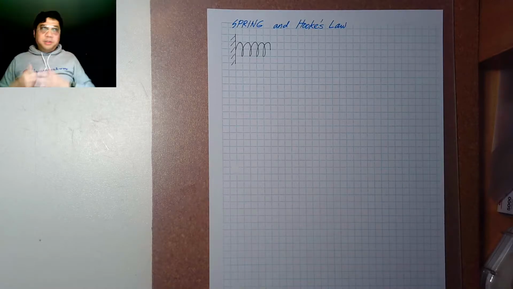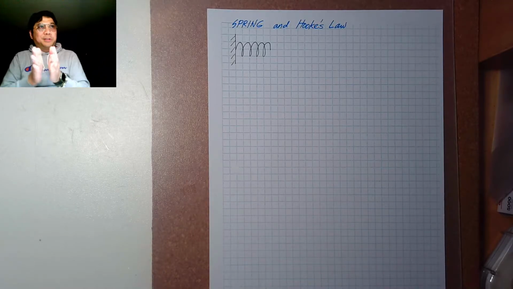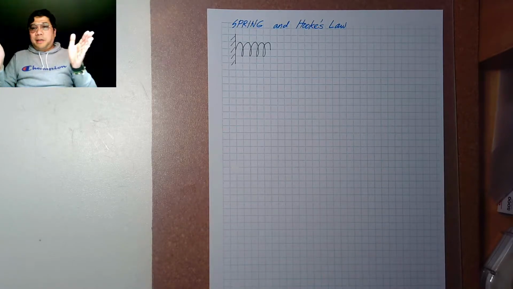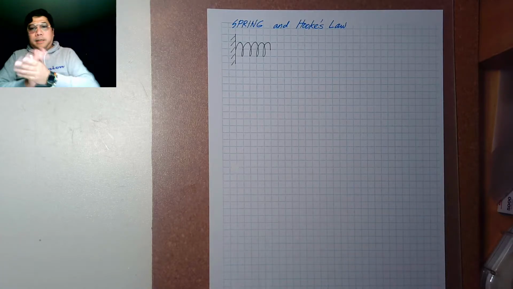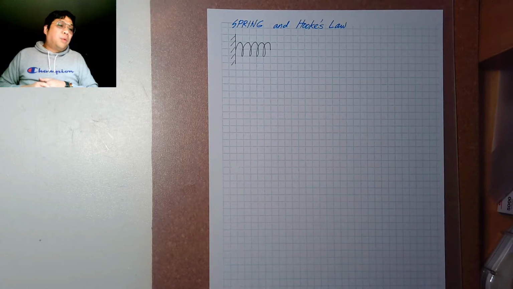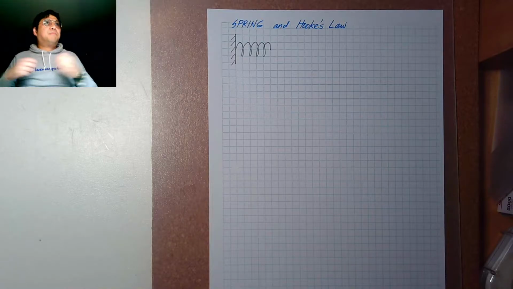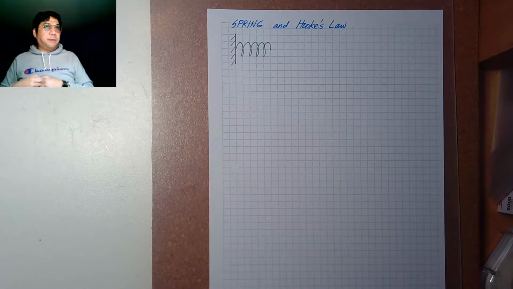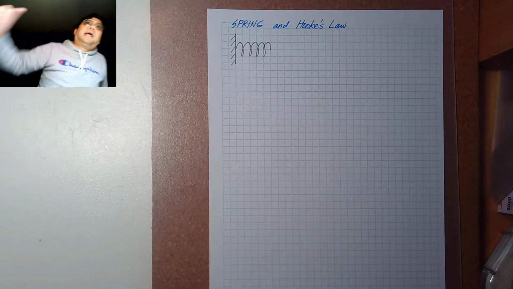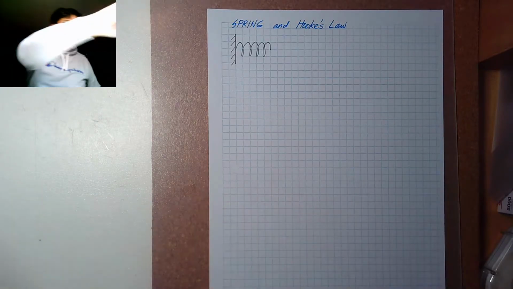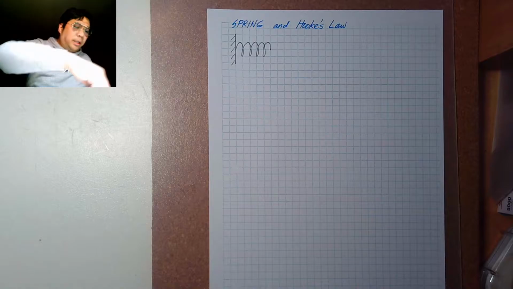Compression is when you compress the spring, pushing it into a certain length, and when you extend it, when you pull it, you stretch the spring. That's what we call the extension spring. So let's go over it and analyze what Hooke's law is.